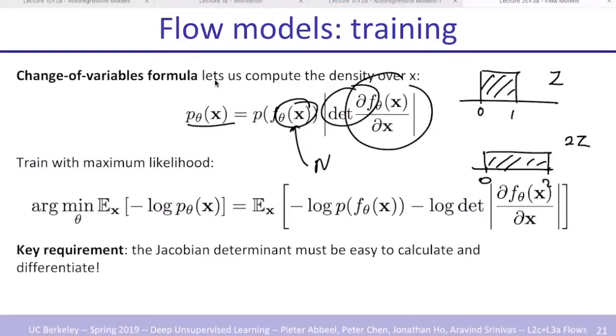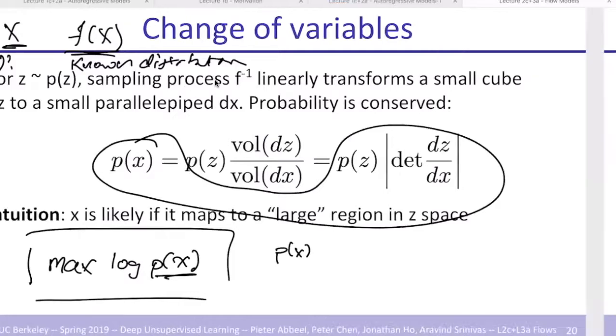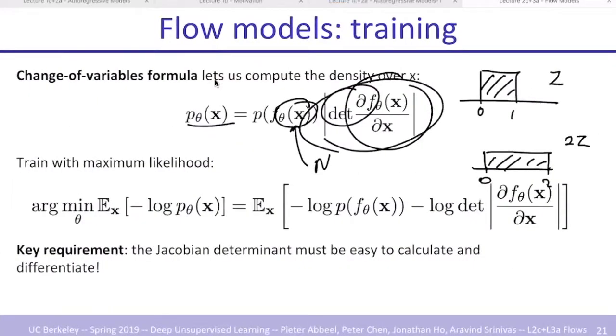So here it shows us the second problem. In order to train our network, we need to do maximum likelihood. We have to maximize the log of P of X. That means we need to get P of X. But P of X has this determinant of the Jacobian, and it's going to be a problem again. How do you even solve this if your F is a neural network?